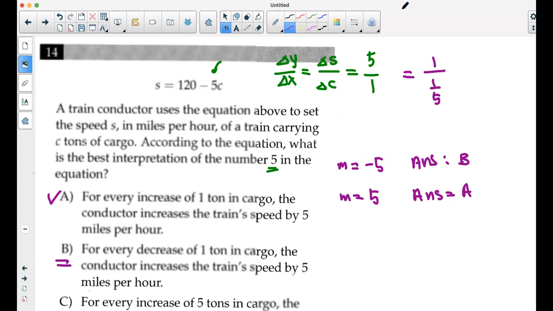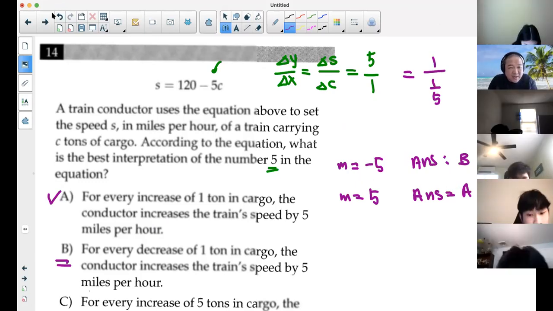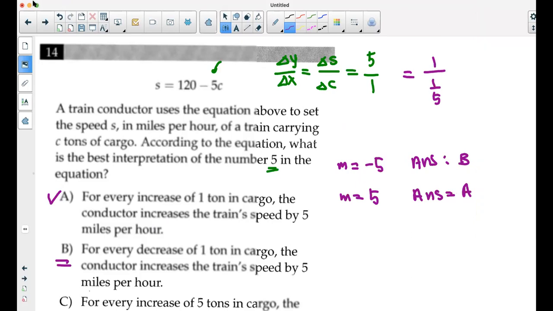All right, guys. I'm hoping that this clears up the confusion for some of you, especially if you chose A intentionally because the slope was positive. But yeah, it was a mistake on the question. Sorry about that, guys. Number 15, guys. Let's look at that.